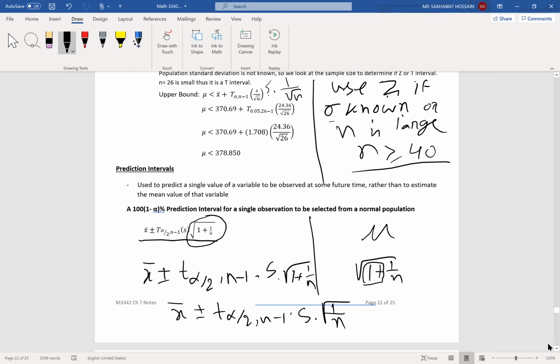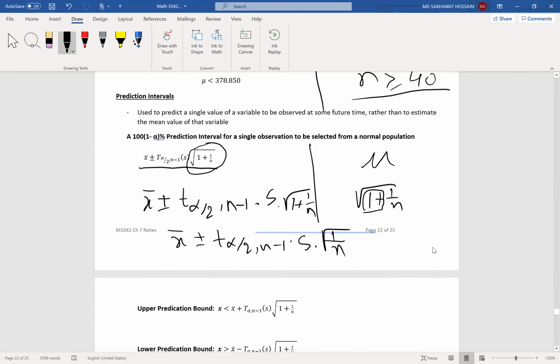Okay, so to construct the confidence interval, you have to. What is the difference between prediction and confidence? Sorry, what was the difference between prediction and confidence again?